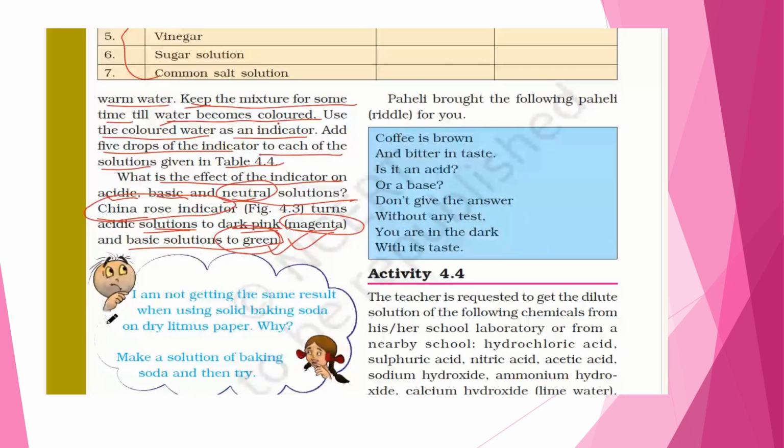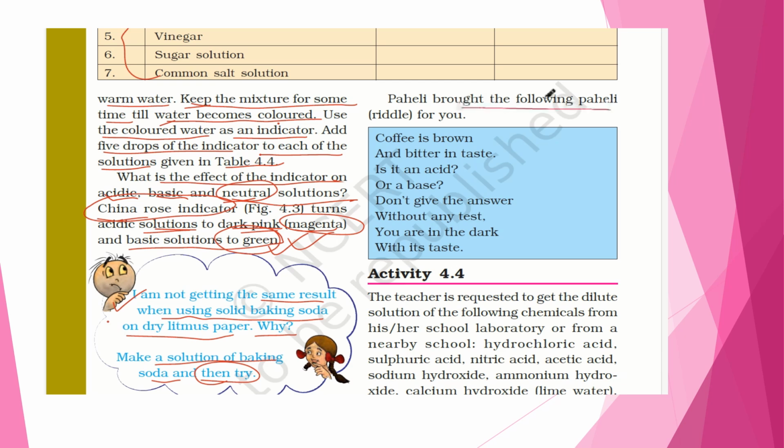I'm not getting the same result when using solid baking soda on dry litmus paper. Why? Make a solution of baking soda and then try. So everywhere they have told you that you are not supposed to use the powdered substance. You are always making a solution of those substances and trying it on these indicators, right?